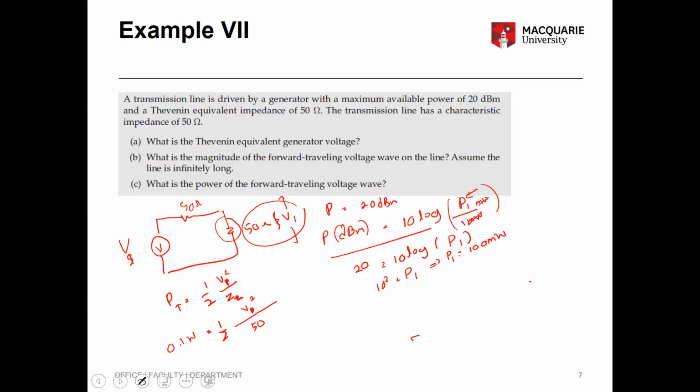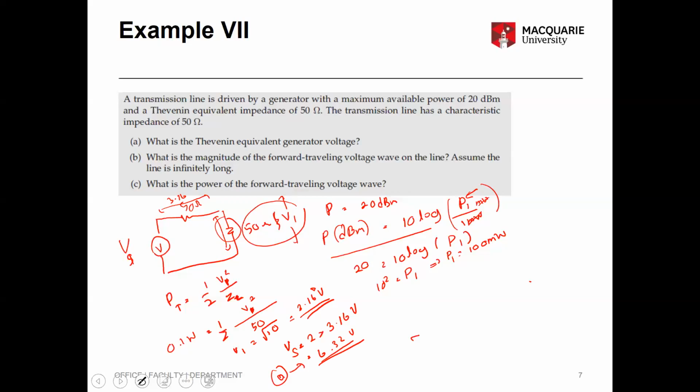the square root of 10, which equals 3.16 volts roughly. So that's the voltage across this resistor. That's 50 ohms, and this has 3.16. So therefore the V source has to be 2 times 3.16 volts, which is 6.32 volts. So what's the Thevenin equivalent generator voltage? That's the answer for part A.